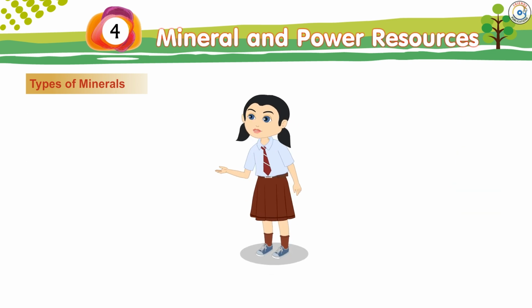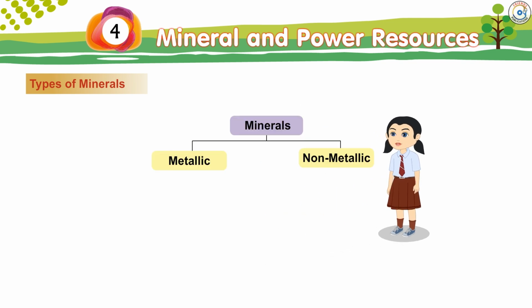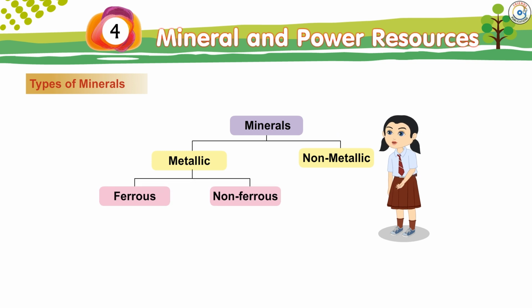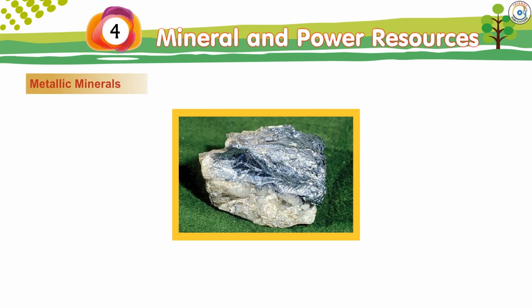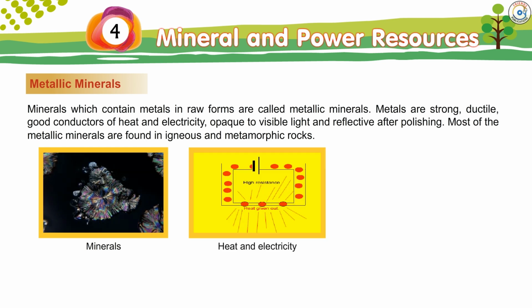Here, look at this table. Minerals are divided into metallic and non-metallic. Metallic minerals are again divided into ferrous minerals and non-ferrous minerals. Metallic minerals. Minerals which contain metals in raw forms are called metallic minerals. Metals are strong, ductile, good conductors of heat and electricity, opaque to visible light and reflective after polishing.